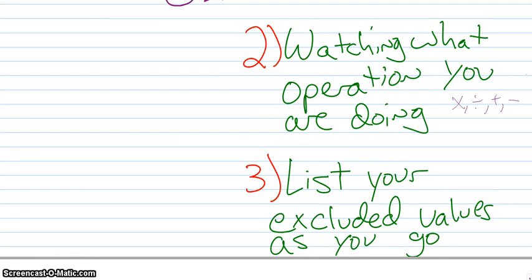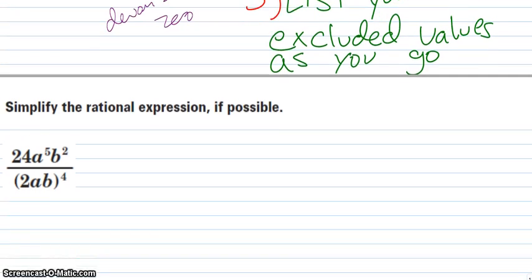And our last thing is list your excluded values as you go. So anything that makes your denominator 0, make sort of like a running list off on the side, just so that you don't miss anything along the way. So let's take a look.